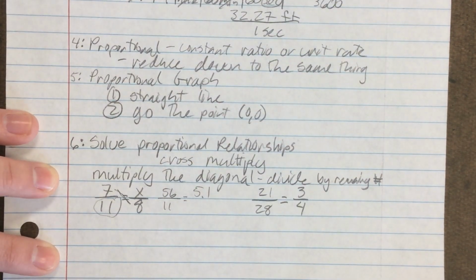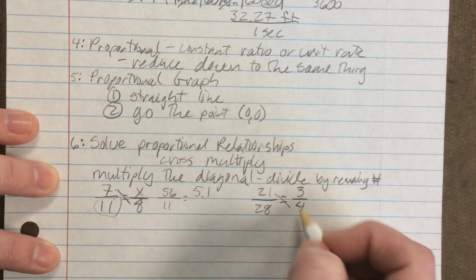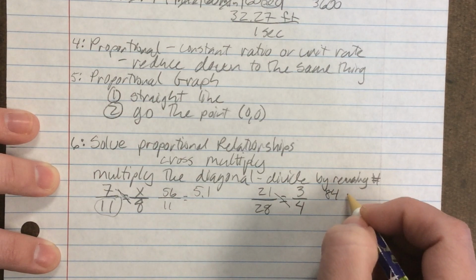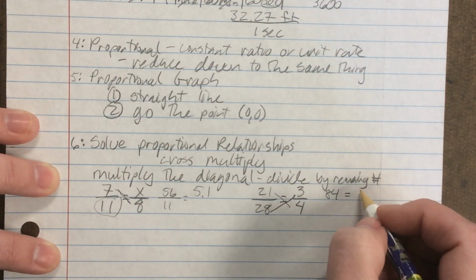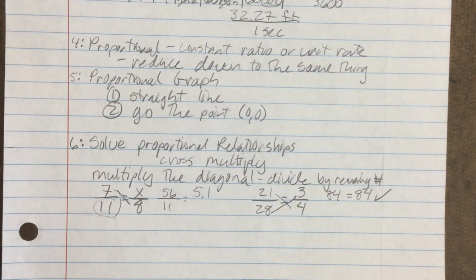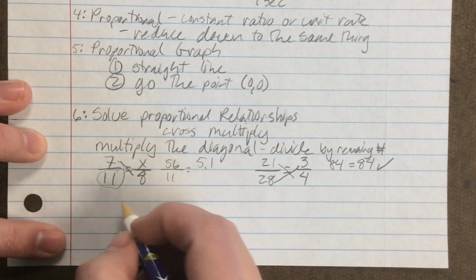We can actually do the diagonal multiplying both ways. So if we do 21 times 4, turns out to be 84. And if we do 28 times 3, that actually also comes out to be 84. That verifies that those two fractions are actually proportional. So we can solve proportions or we can prove proportions using cross multiplying.